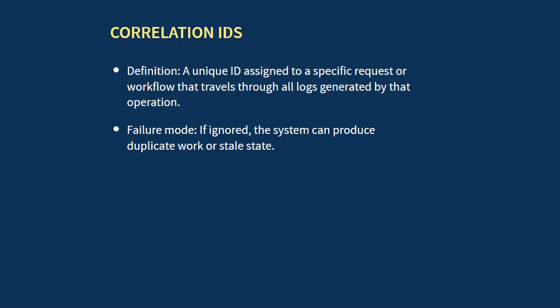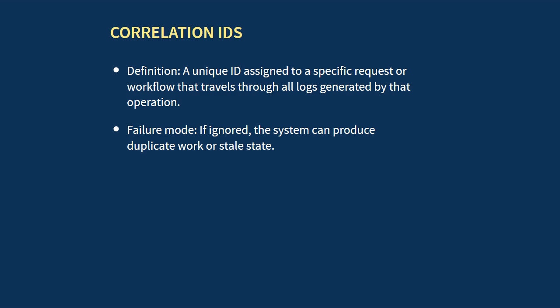Correlation IDs are unique identifiers assigned to individual requests. These IDs track the flow of a request through various logs. They are important because, without them, we risk generating duplicate work or encountering stale information during processing.